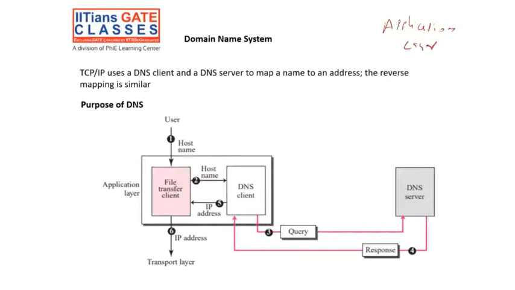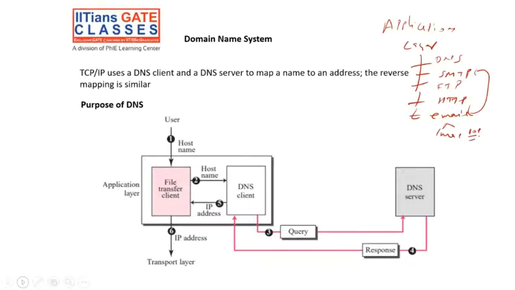So in application layer, a few protocols are there: DNS, Simple Mail Transfer Protocol, FTP, HTTP, and email. In email we have IMAP and POP protocols, right? So these 5 protocols we need to discuss. In the previous syllabus, firewall or network security was there, but in this session there is no security part, so there is no need to study that also.